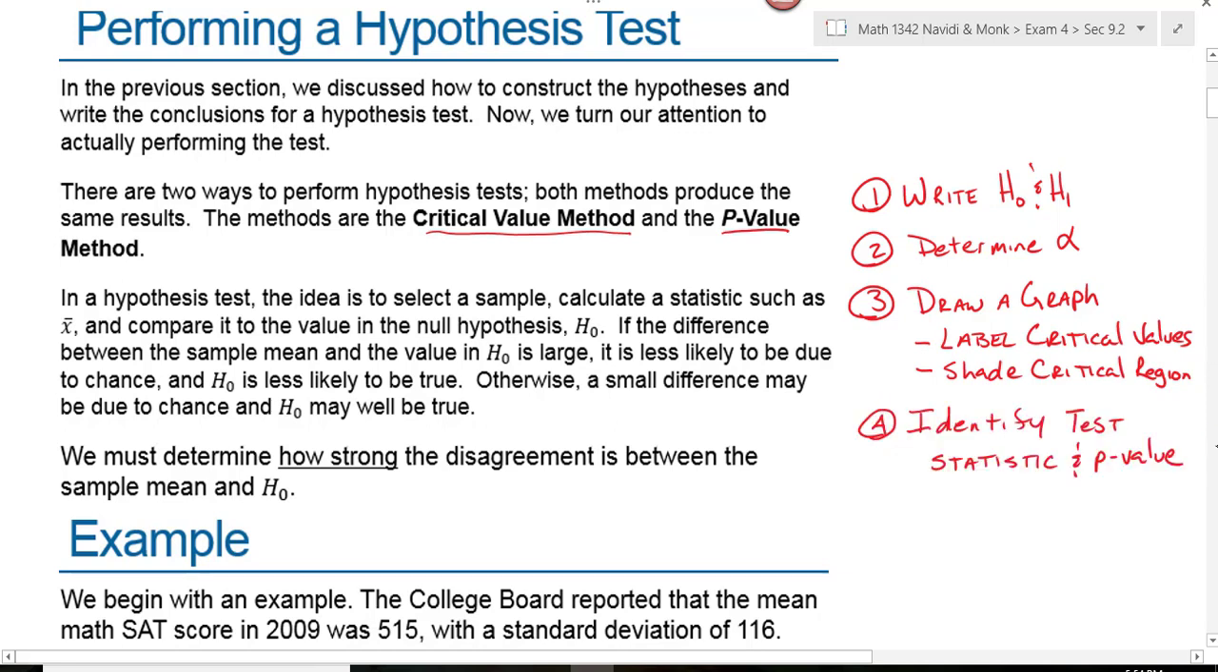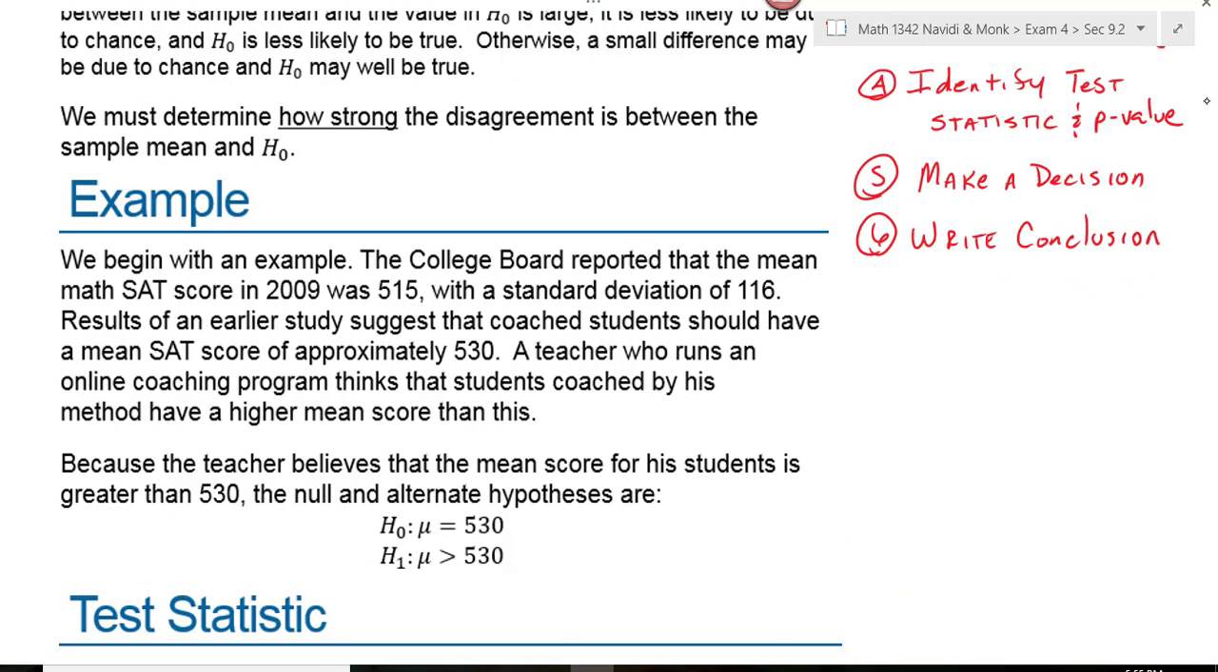As step 4, we're going to be going to our calculators. From our calculators we'll get our test statistic and our p-value. Using that information, then we'll draw a conclusion or make a decision. And then step 6 is to write your conclusion. These 6 things need to be on every problem where you're doing a test of hypothesis. We begin with an example.